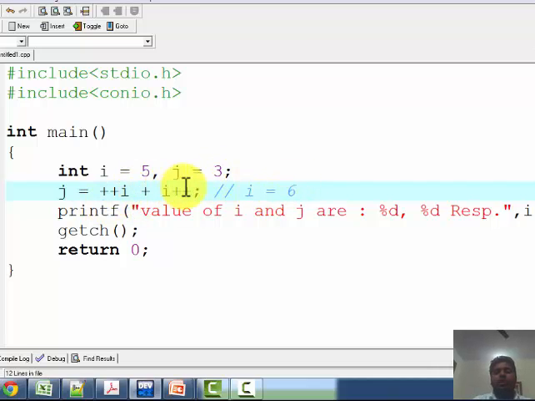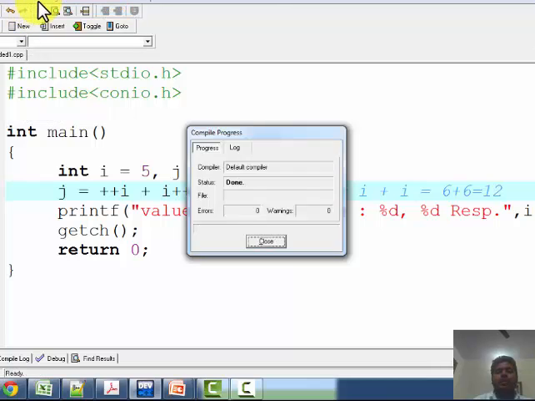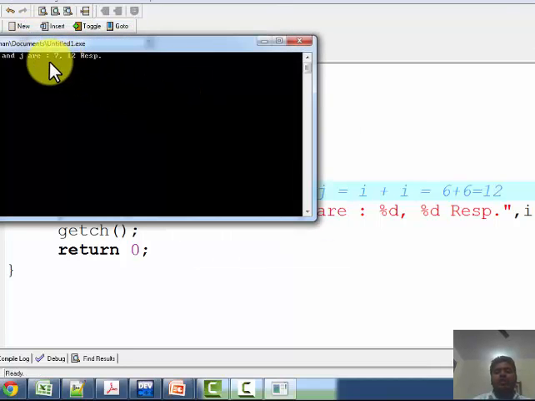Now solve the equation. What is the equation? j is equal to I plus I. The current value of I is 6, so j is equal to 6 plus 6, that is 12. Now solve the post. How many posts are there? Only one post is there on I. Means earlier the value of I was 6, now I will become 7. So we will be getting the value of I as 7 and the value of j as 12. We will run the program and check it. See, the value of I is 7 and the value of j is 12.